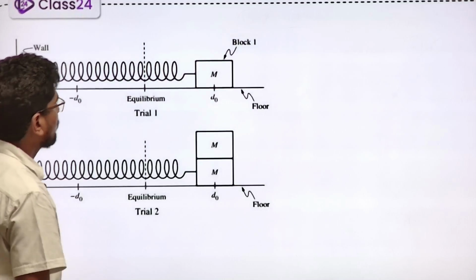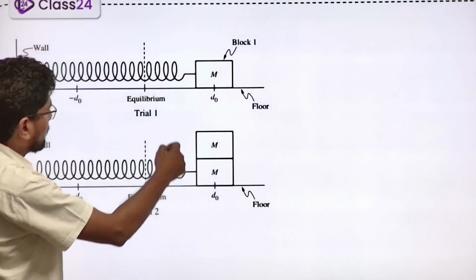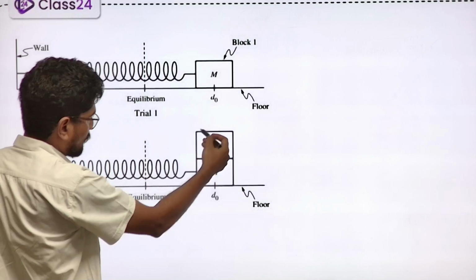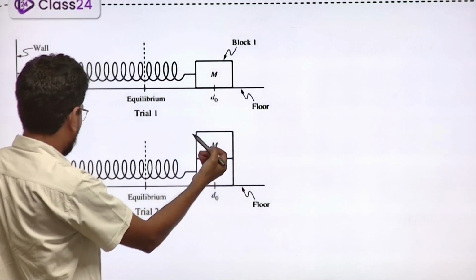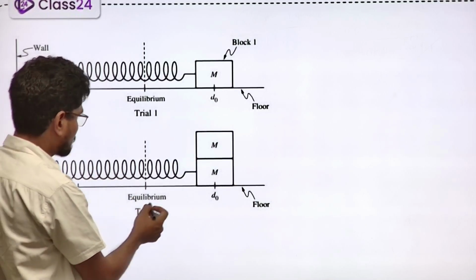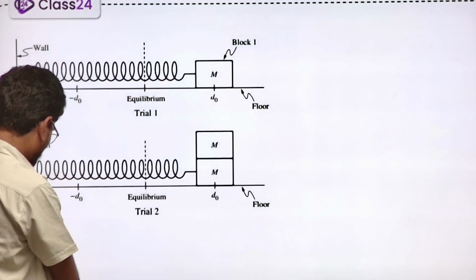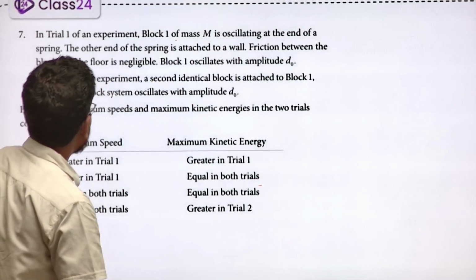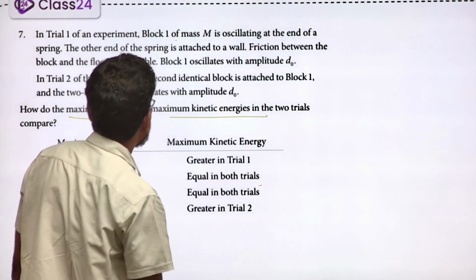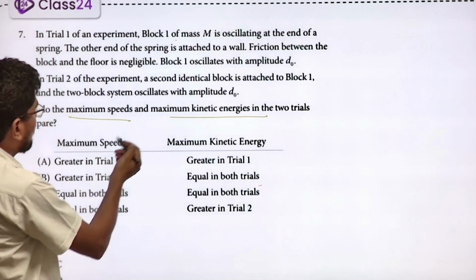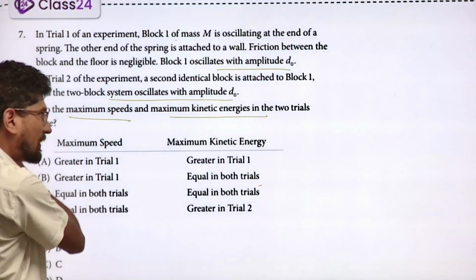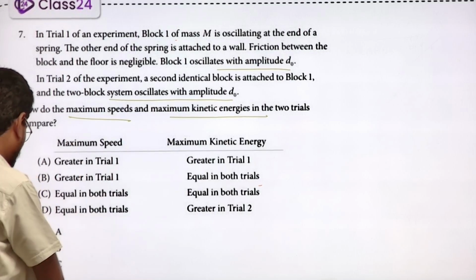Now we move on to the next question. In that question, a mass m is attached to a spring, and two masses, m and 2m, are attached to identical springs with the same spring constant and the same amplitude. What is asked is the relation between maximum speed and maximum kinetic energy, for oscillation with amplitude d naught. Both are oscillating with the same amplitude, so you have to compare maximum speed and maximum kinetic energy.